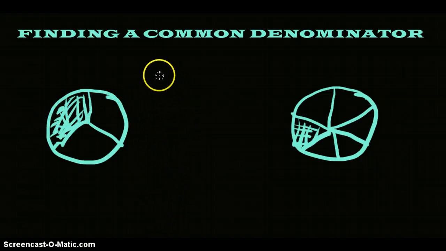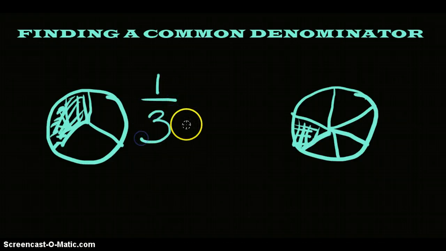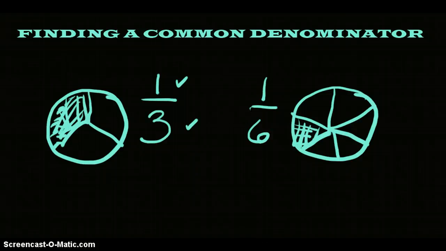So if I were going to write down something about this pie, I would say it was cut into 3 pieces and I have 1 piece left. You remember that the denominator tells the world how many pieces your pie is cut into, and the numerator tells the world how many pieces you have, or how many pieces we're talking about. This pie on the right, however, is different. It's cut into 6 pieces, and still there is just 1 piece left.